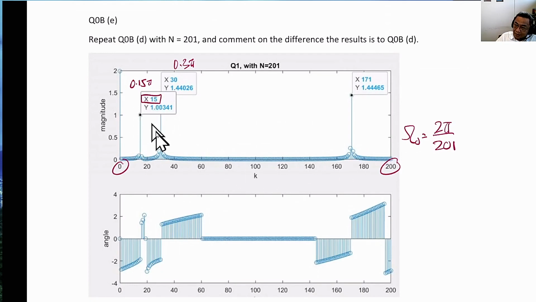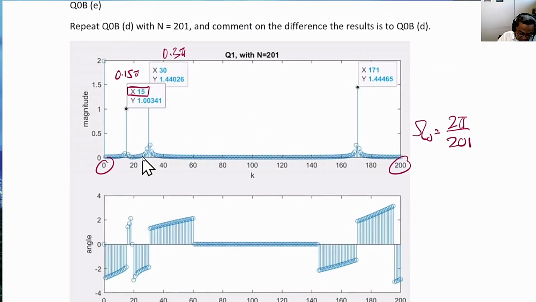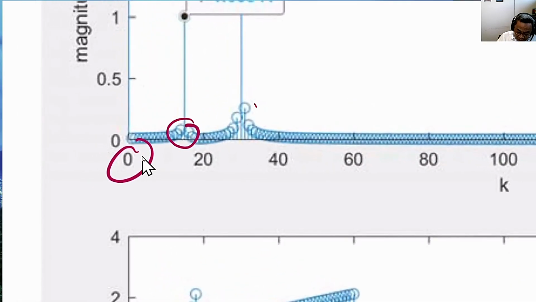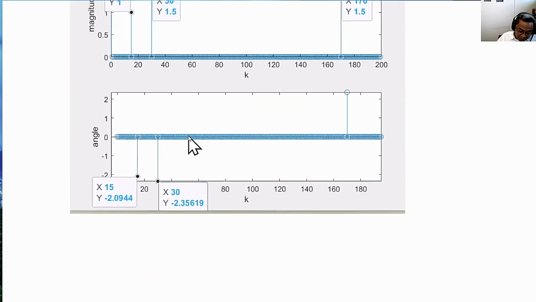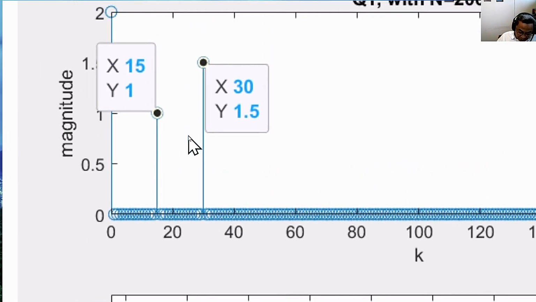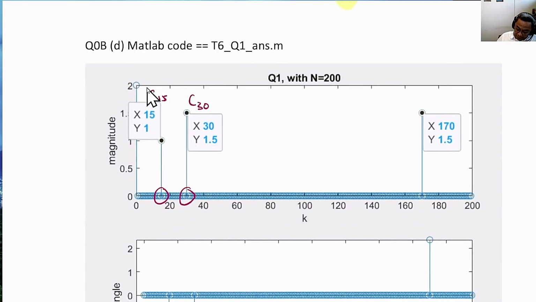And in this particular case, since it does not land exactly, the energy representing this exponential has to be distributed to its neighbor. So you can see that the neighboring terms are not zero now. And let us compare with the previous answer, where all the energy lands at c_15 as well as c_30 and c_minus 30, which is c_170.